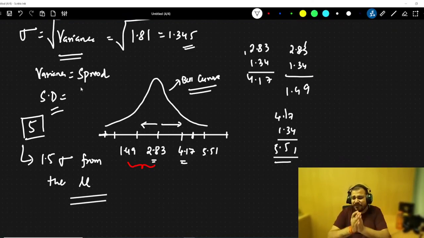And variance specifically talks about spread. If the variance is high, the data spread is very, very high. I hope everybody is able to understand till here, guys.